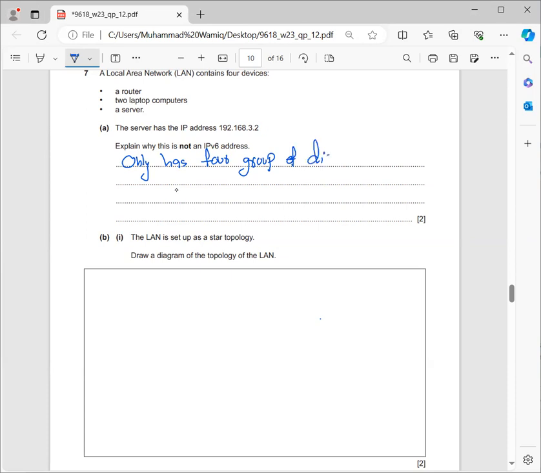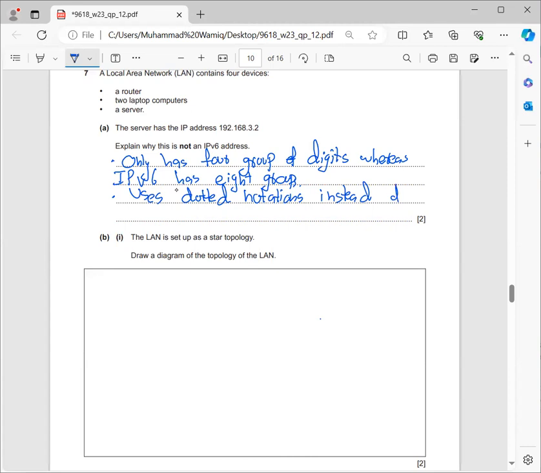It is not because it has only 4 groups of digits, whereas IPv6 has 8 groups. And one more thing is that it is not an IPv6 address because it uses dotted notation instead of colons, because in IPv6 you have colons.